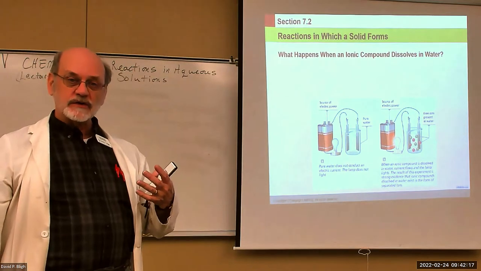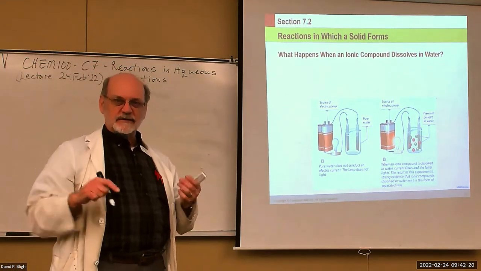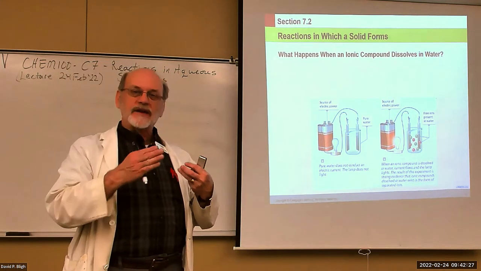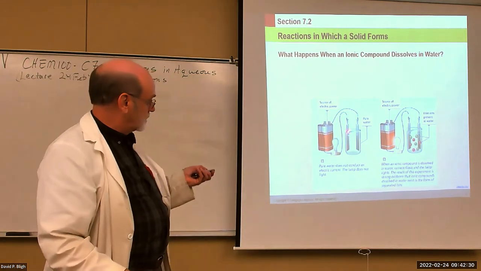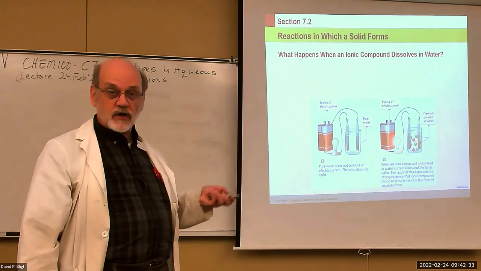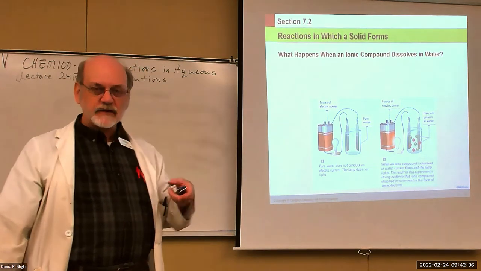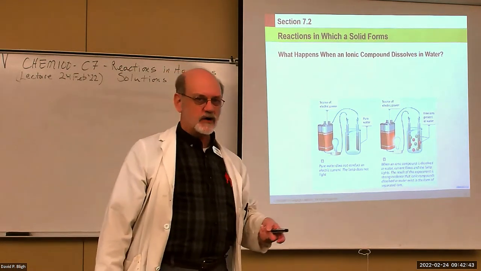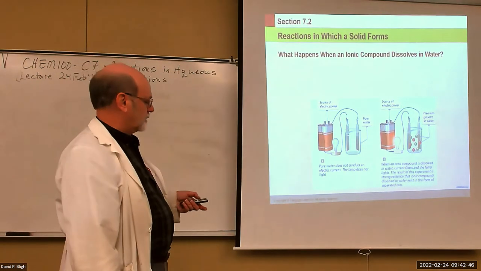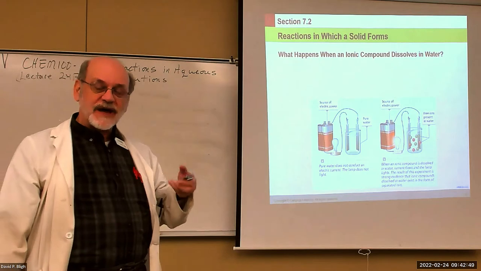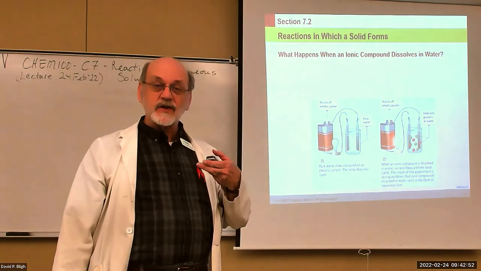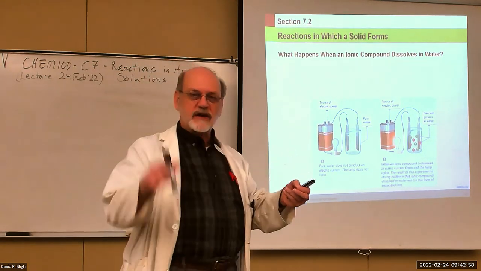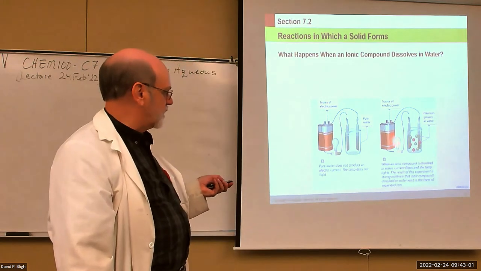So what you need in order to complete an electrical circuit and light the light bulb is a way to transfer charge from one electrode to another. In this solution, pure water is an insulator, so we don't get a completed circuit. And if you know anything about electricity, you have to have a complete circuit or electrons will not move. The charge will not move. You won't get a current. But if we dissolve some ionic compounds in that solution, now you have free floating ions that can transfer the charge from one electrode to the other, and you get a completed circuit and the light bulb lights up.